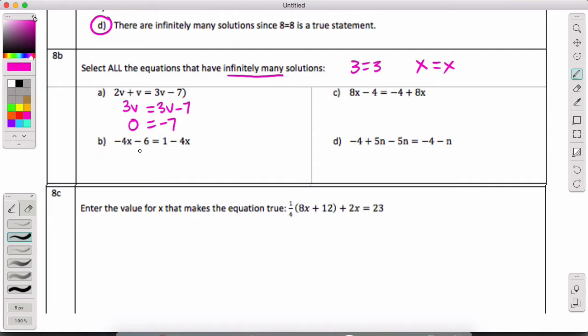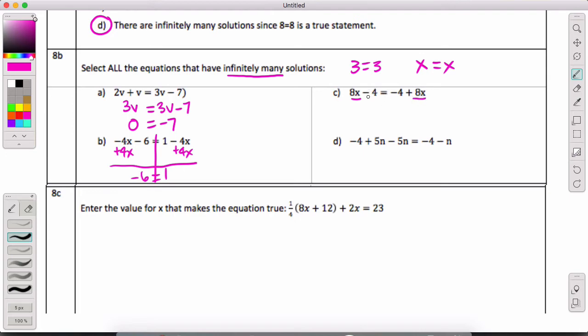Let's look at B. There's nothing really I could do to simplify either side, but I could just take a look at this and figure out if it has infinitely many solutions, or I could do some quick math here. Add 4x to both sides. I end up with negative 6 equals 1. So that does not have infinitely many solutions. It has no solution. Over here, I've got 8x equals positive 8x.